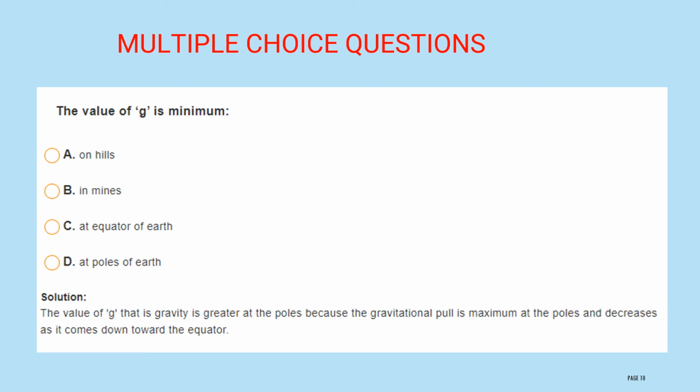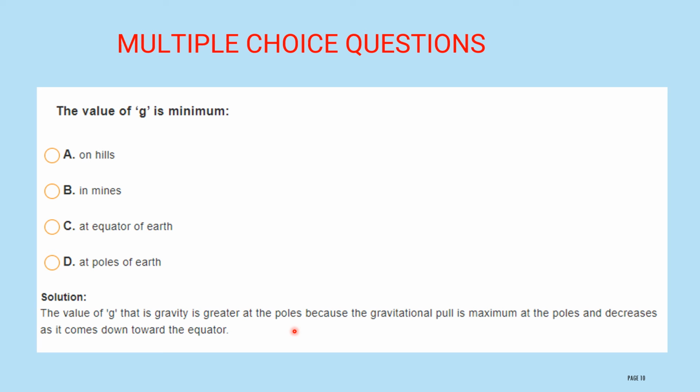The next question: the value of g is minimum. Option A, on hills. Option B, in mines. Option C, at equator of Earth. Option D, at poles of Earth. The value of g, that is gravity, is greater at the poles.